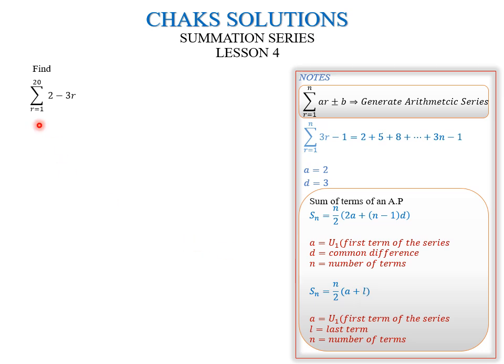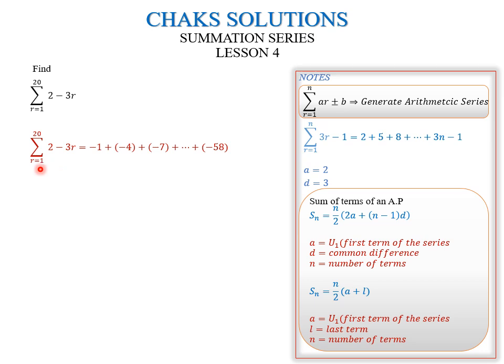Find the summation from r equals 1 up to 20 of 2 minus 3r. So you can see this one is a function which will generate an arithmetic series. Why? Because the highest power here of r is to the power 1, then 3 is a constant, and we have 2 here, so it will generate an arithmetic series. Right, so this is the arithmetic series.